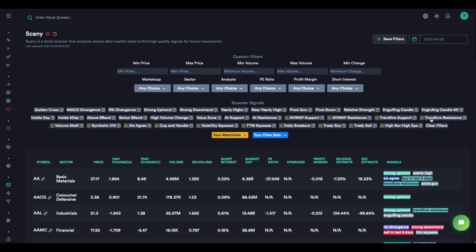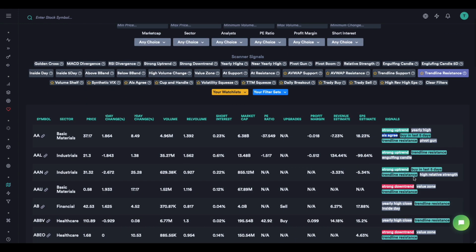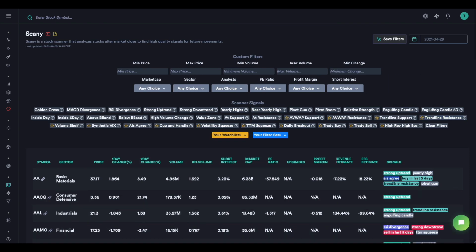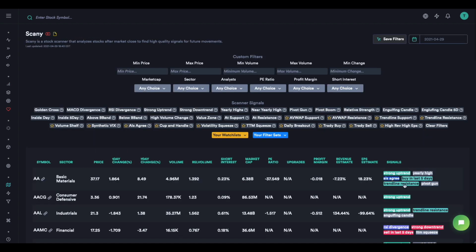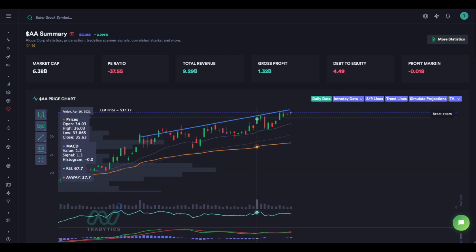What we can do is we can just click on this, and anything that has a trendline resistance would come in. And we have a trendline resistance here. How can we use it? And we have all these other bullish signals. So overall, we can see that all of these signals are positive, but we have a resistance, and whenever you reach a resistance, you want to exit if you already had a good entry.